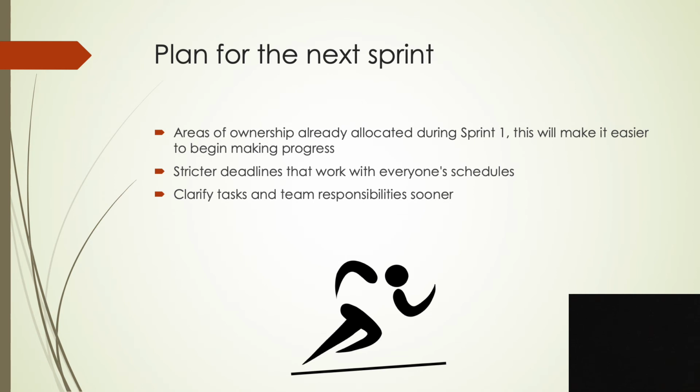Clarity will be sought sooner if required. Stricter deadlines will be established to remove ambiguity and to ensure this task is completed in a timely manner. By establishing deadlines and responsibilities sooner in the task, this should remove the issue of communication due to conflicting schedules.